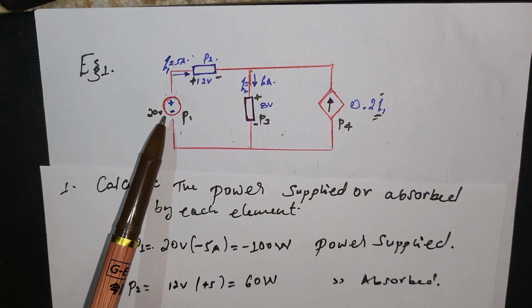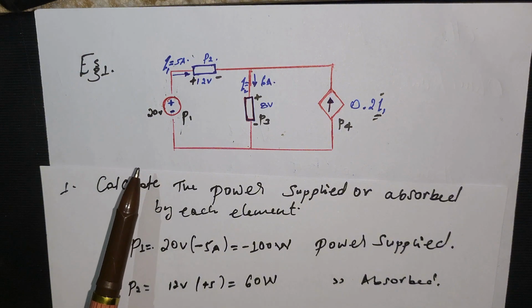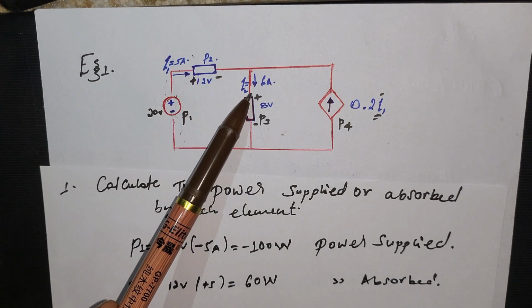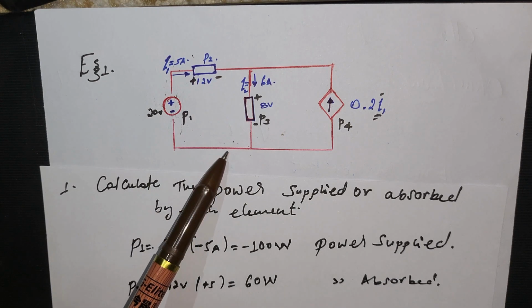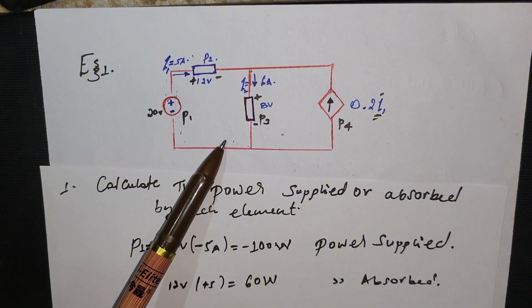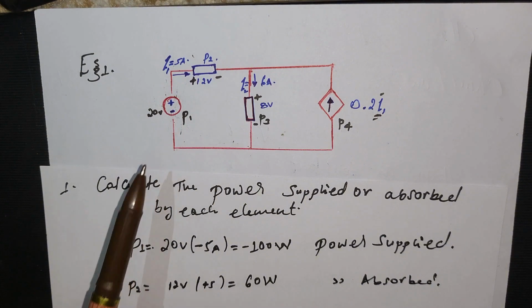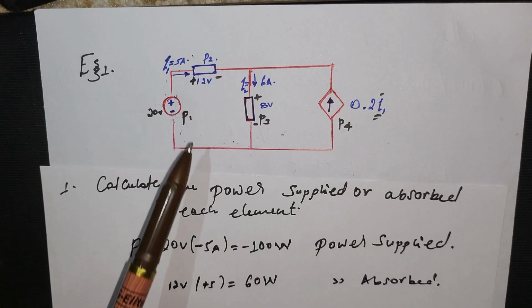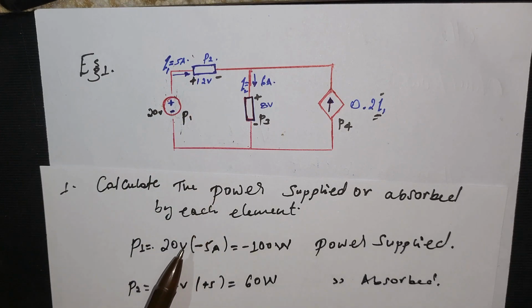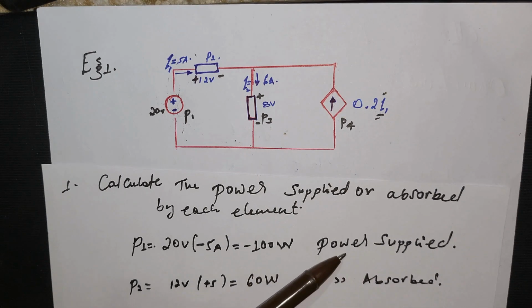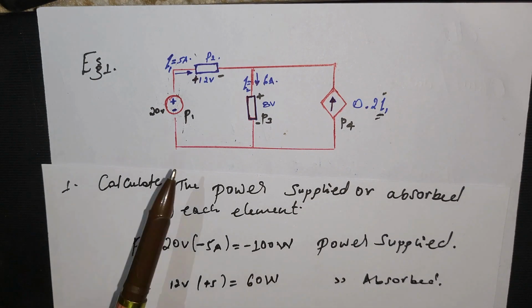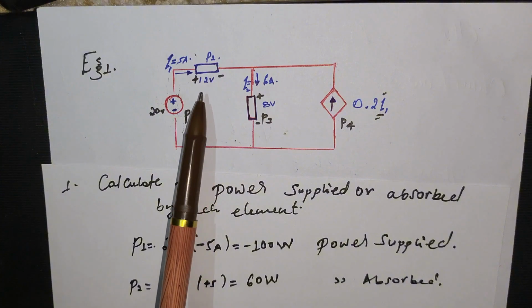Keeping this in mind, P1 would be, as you see, the current flows clockwise, entering into the negative terminal to the positive terminal. So the current is depicted as -5, and V is equal to 20 volt. 20 volt times the current of -5 ampere gives minus 100 watt. Power is supplied. Now P2 is right here.